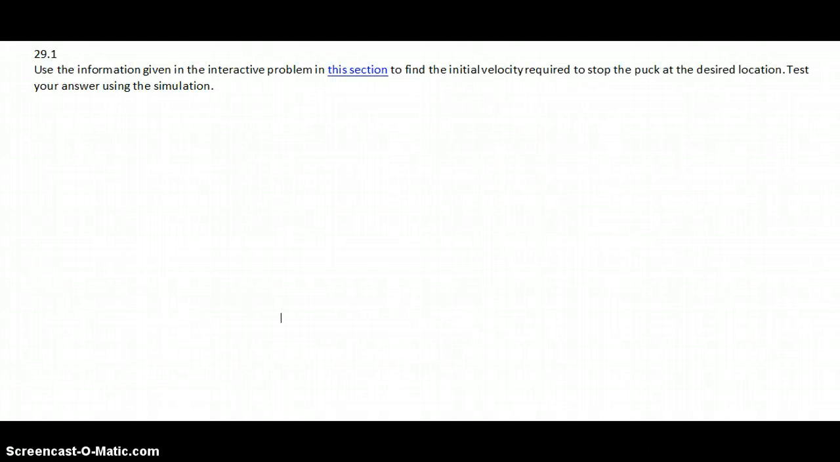Now we'll solve problem 29.1. You find this problem in Chapter 2, Motion in One Dimension. So this problem relates to an interactive problem in your online book. To get sufficient information about this problem, we need to refer to that interactive activity.